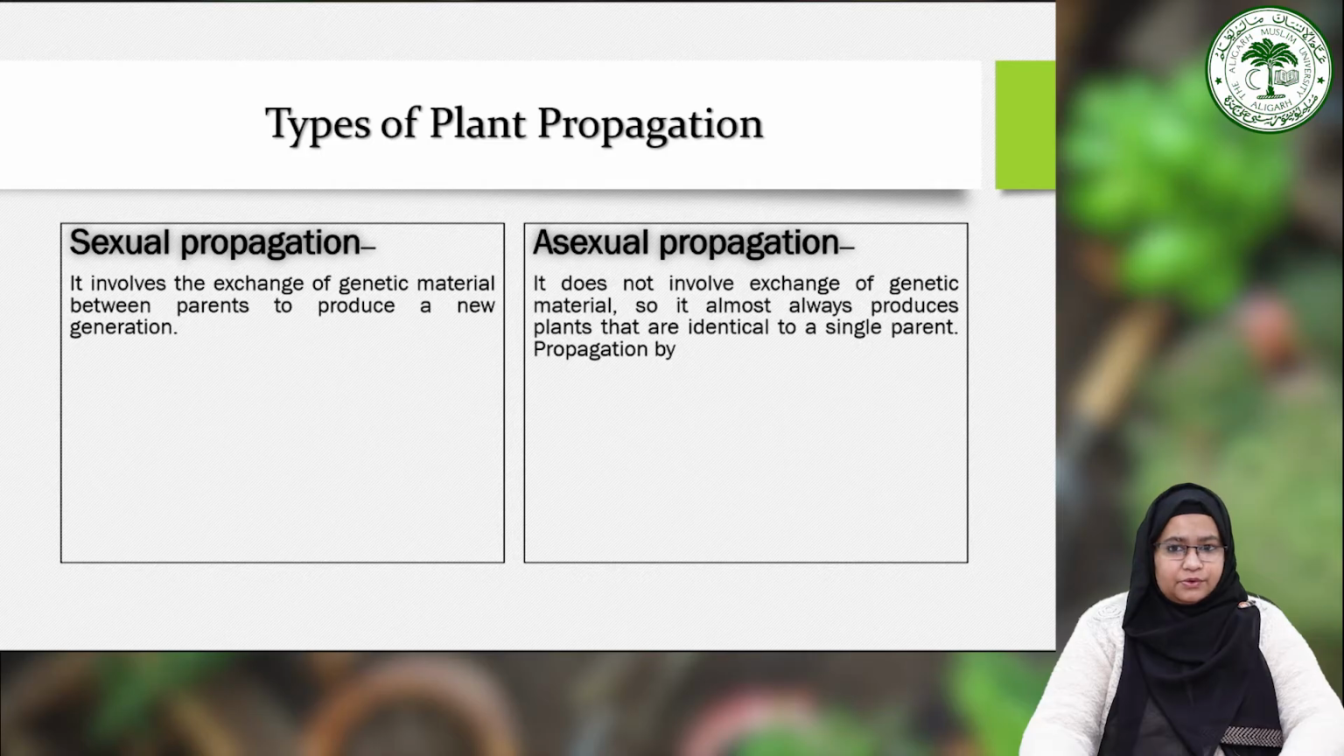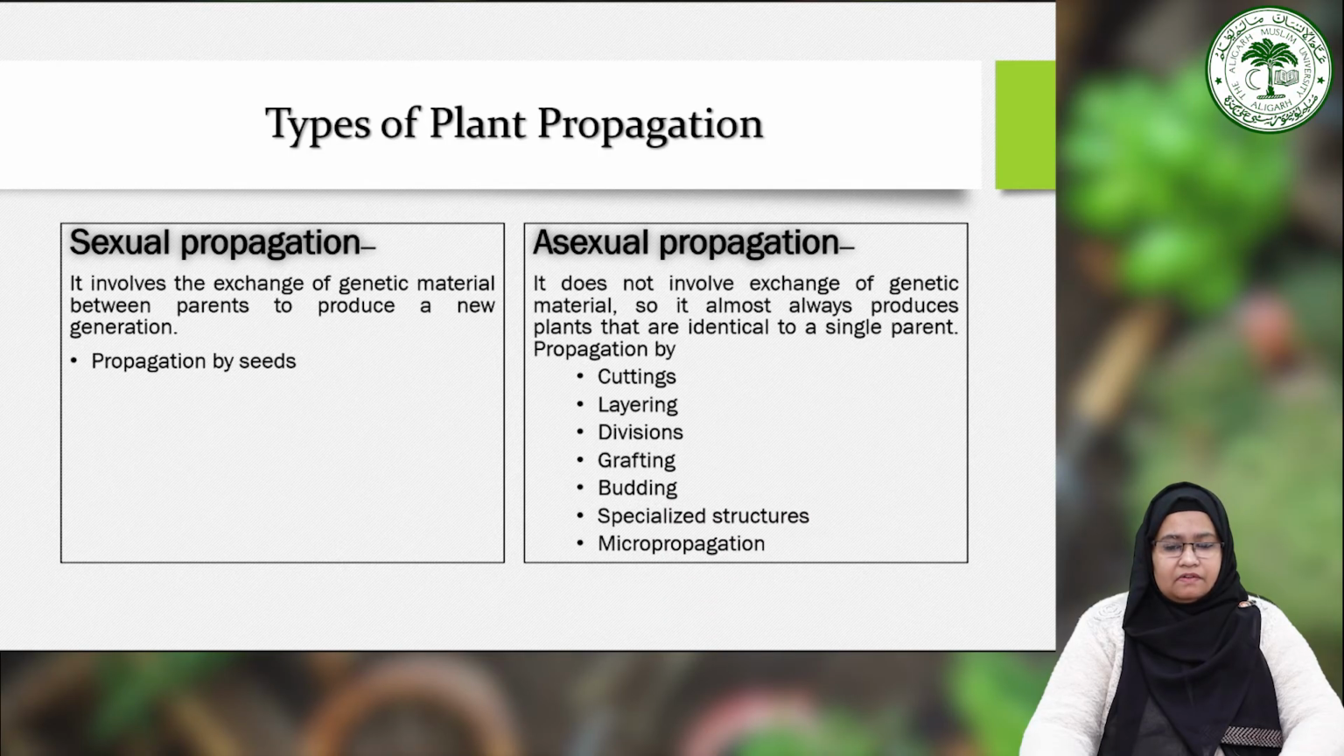There are mainly two types of plant propagation methods. Sexual propagation involves the exchange of genetic material between parents to produce a new generation, and this method is propagated by seeds. And asexual propagation does not involve exchange of genetic material, so it almost always produces plants that are identical to a single parent, and it can be done by cuttings, layering, grafting and specialized structures. The last one is micropropagation.